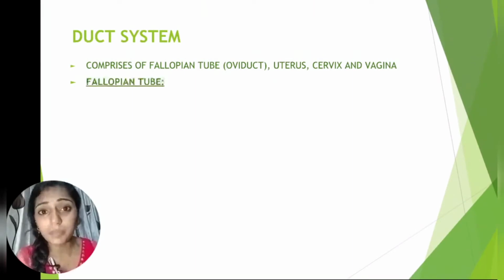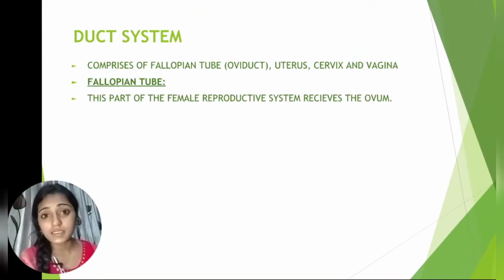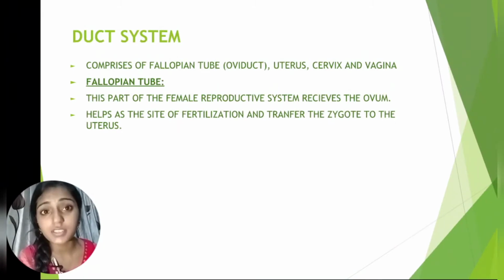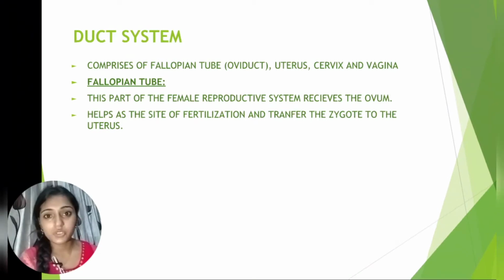Firstly, the fallopian tube. This is the part of the reproductive system that receives the ovum, helps at the site of fertilization, and transfers the zygote to the uterus. So, let us see the diagram of the fallopian tube.